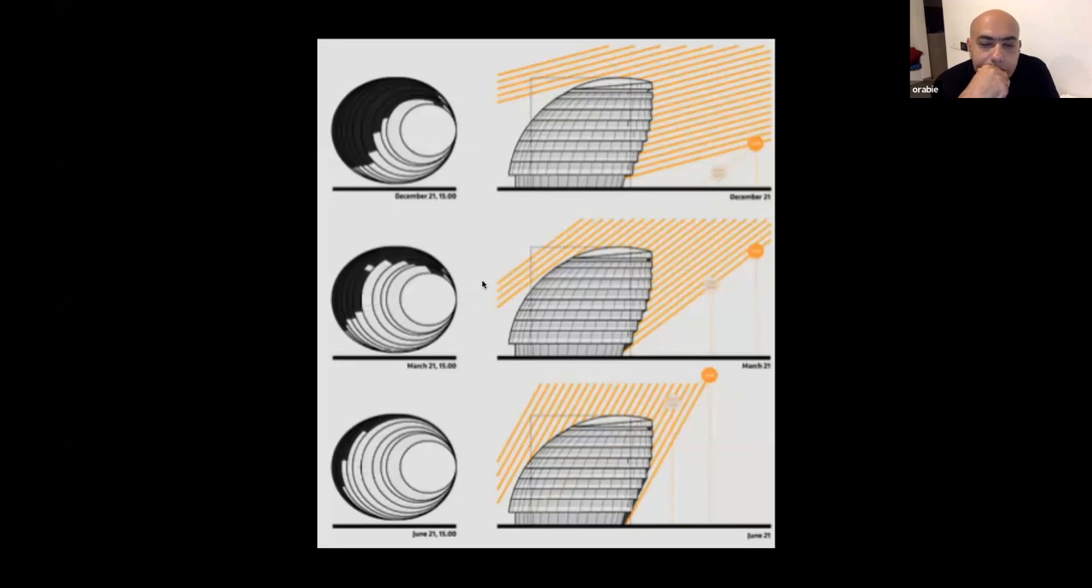And of course you can use the sun angle at 12 noon, let's say for the south side, but when you go to the east and west, 3 p.m. and maybe 10 or 9 a.m., you change the time at which you get the angle.